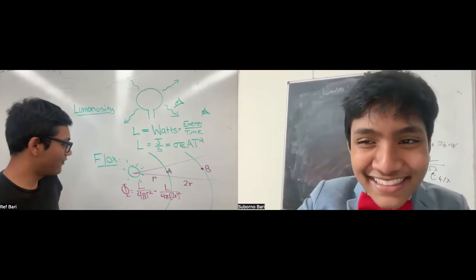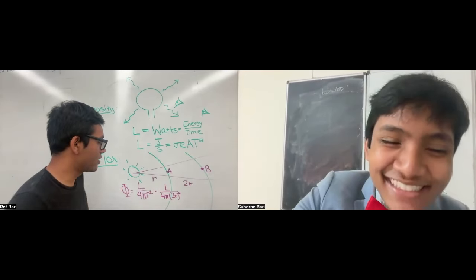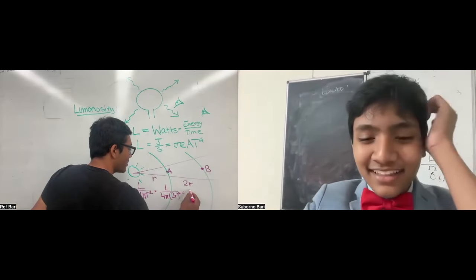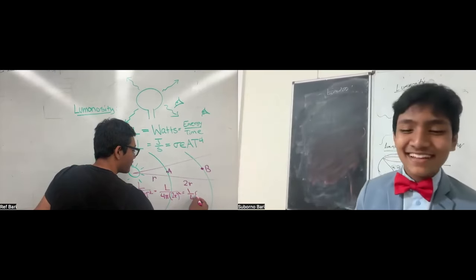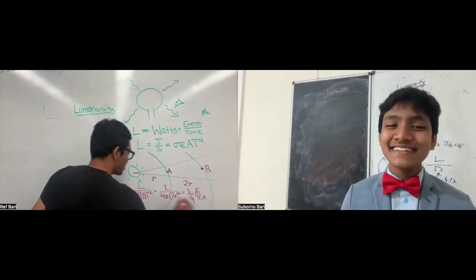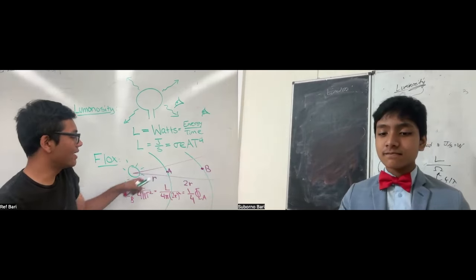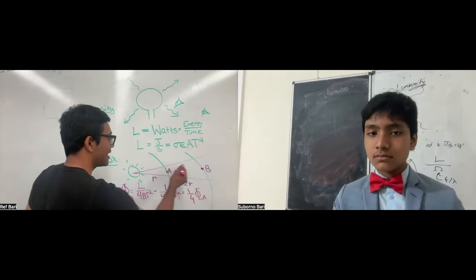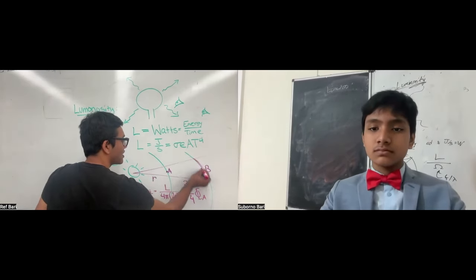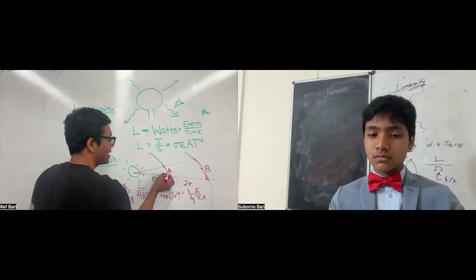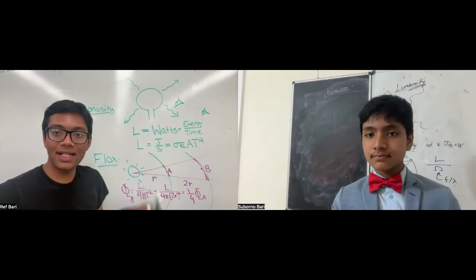Okay, so if I plug in 2r over here, you can see the flux will be 1/4 of the flux at point A. So the flux at point B will be 1/4 of the flux at point A because the light is spread out over a greater surface area at point B than at point A. So that's the idea behind flux.